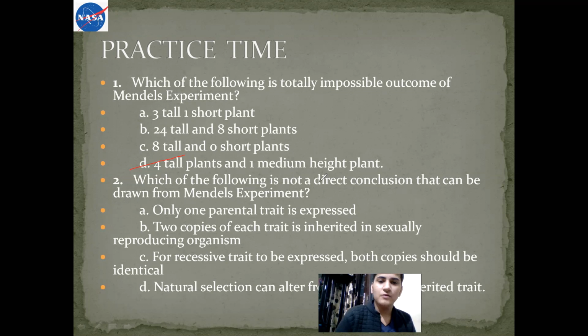Which of the following is not a direct conclusion that can be drawn from Mendel's experiment? A. Only one parent trait is expressed. B. Two copies of each trait are inherited in sexually reproducing organisms. C. For a recessive trait to be expressed, both copies should be identical. D. Natural selection can alter the frequency of an inherited trait. What is the answer? The answer will be D. Natural selection can alter the frequency of an inherited trait.